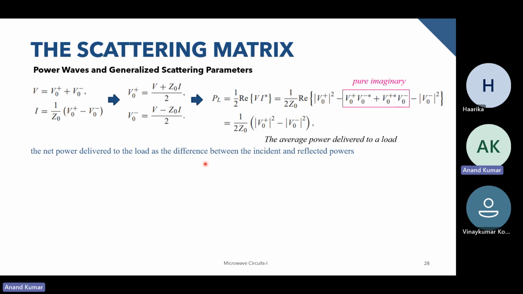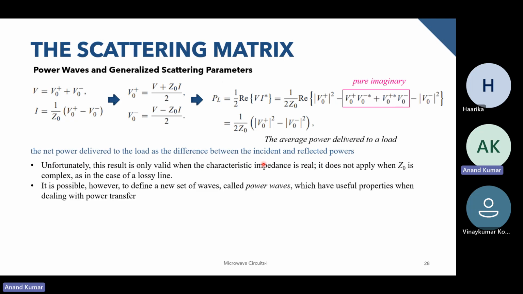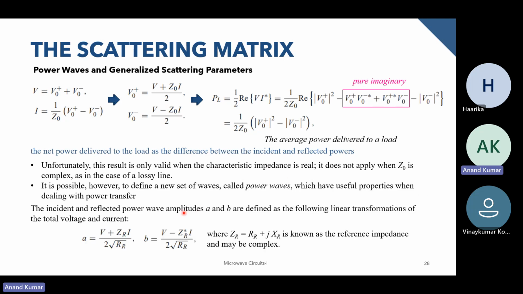Now this is all fine, but this result is only valid when the characteristic impedance is real, and it does not apply when Z naught is complex, in the case of a lossy line. So if our system had a lossy transmission line, or our system is lossy, then this analysis would not work. And so we now define a new set of waves called power waves, which have useful properties when we are dealing with power transfer.